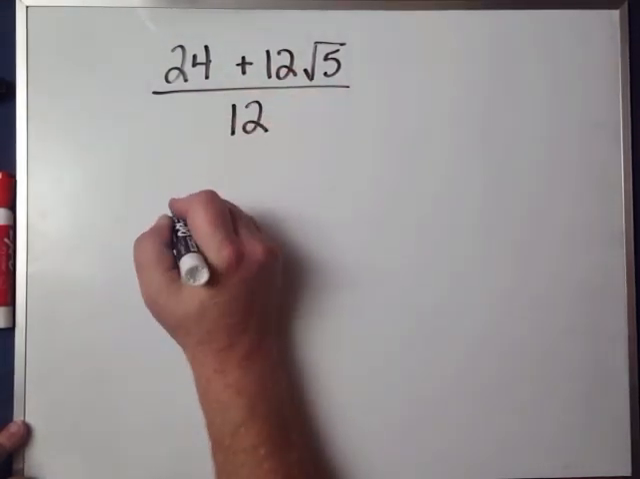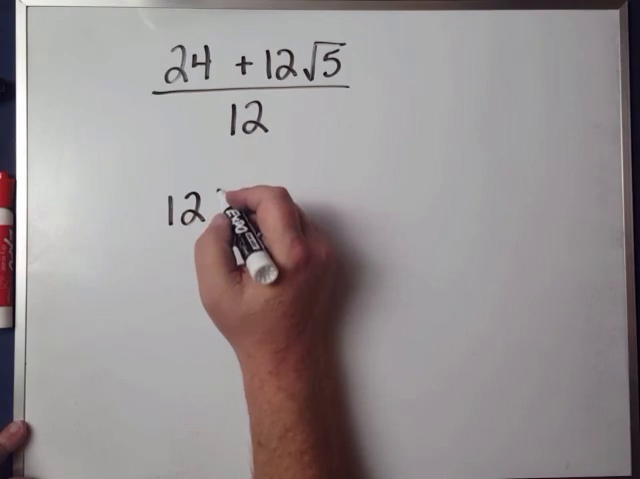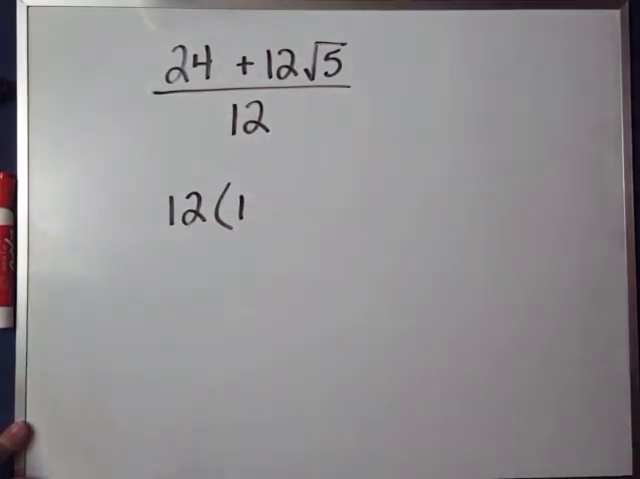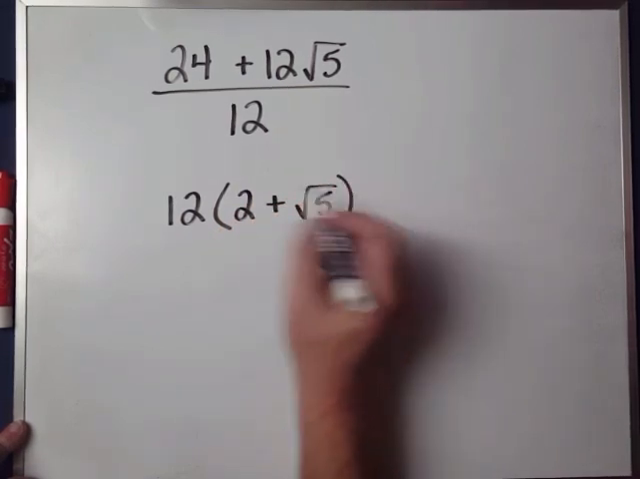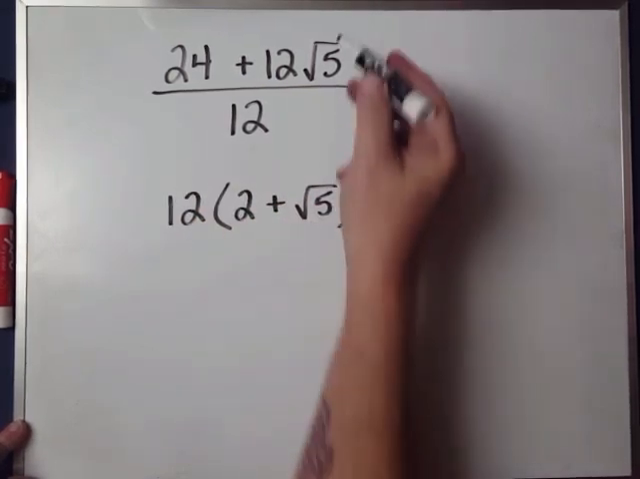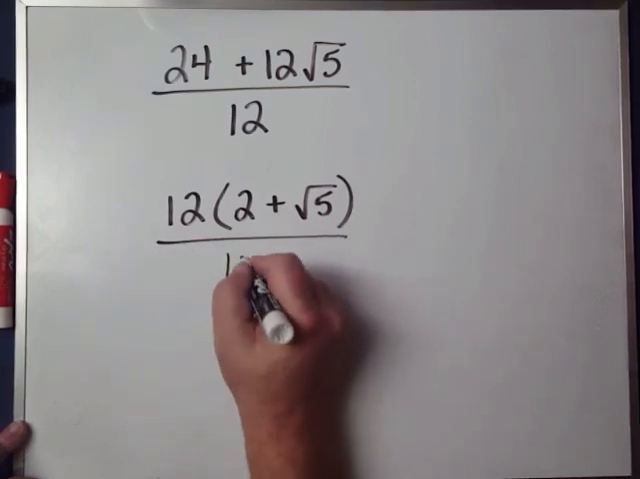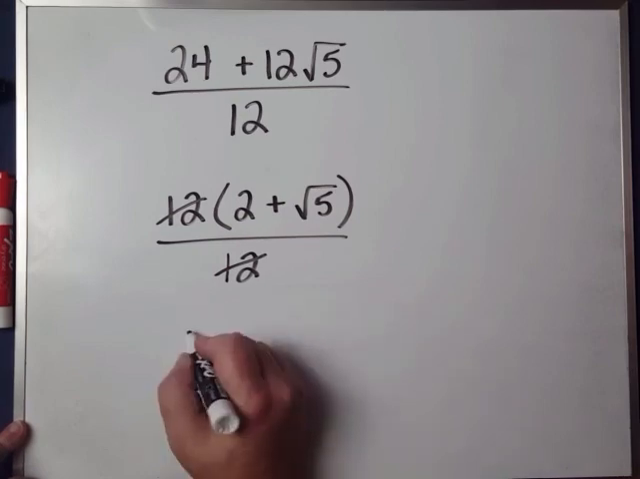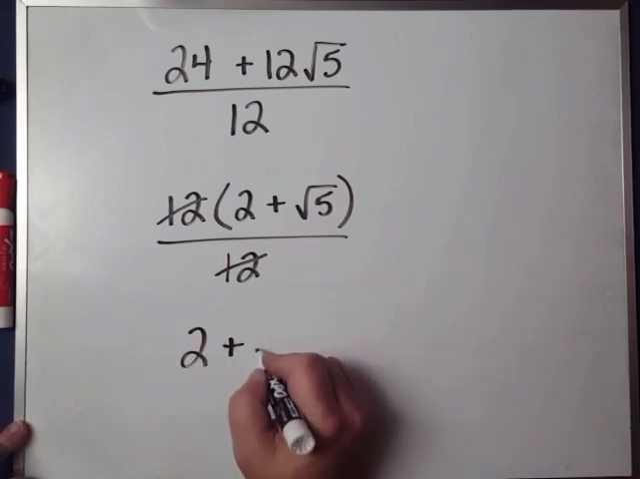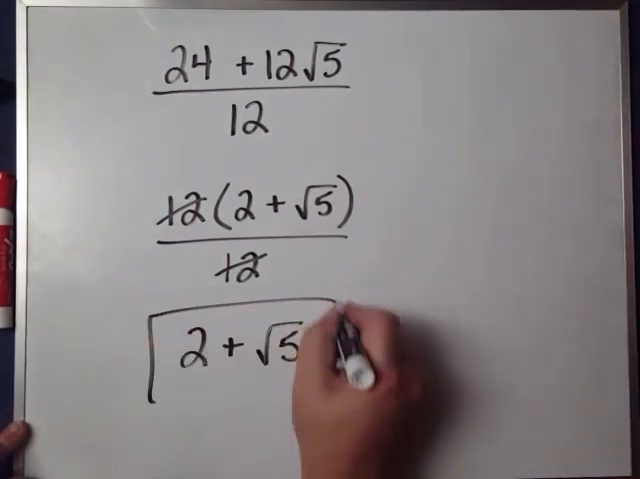One way to work this problem, I can factor a 12 out of the top, which would leave me 2 plus the square root of 5. Not sure, distribute it back in. It returns you to the previous step. And over 12. Those 12s will cancel. And so this is 2 plus the square root of 5.